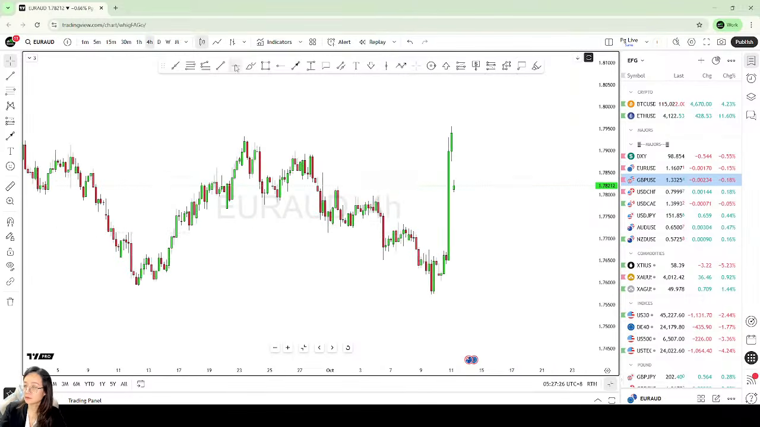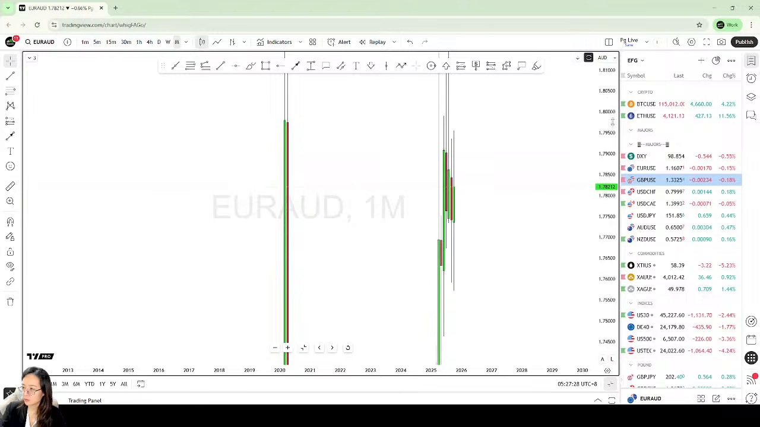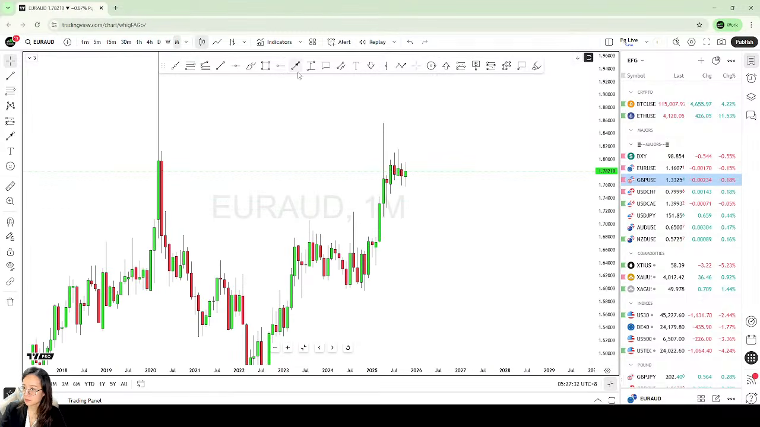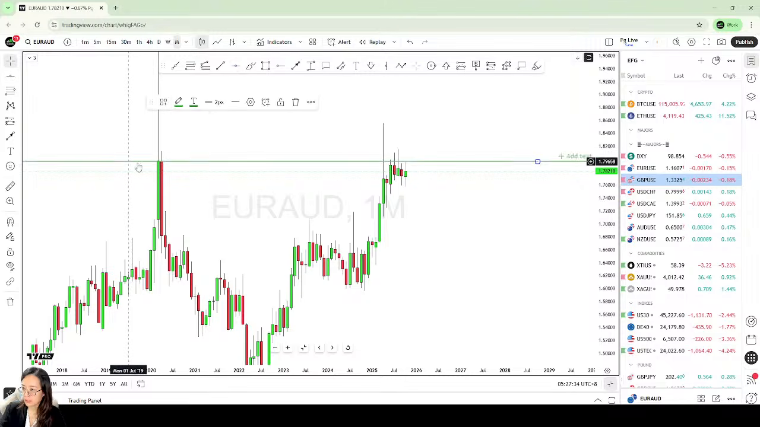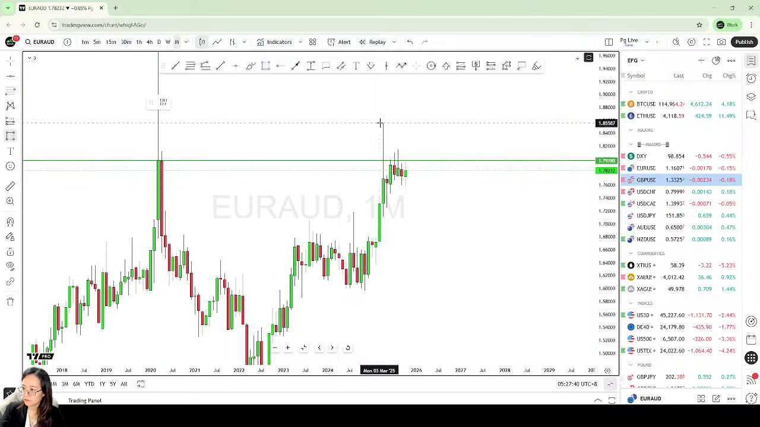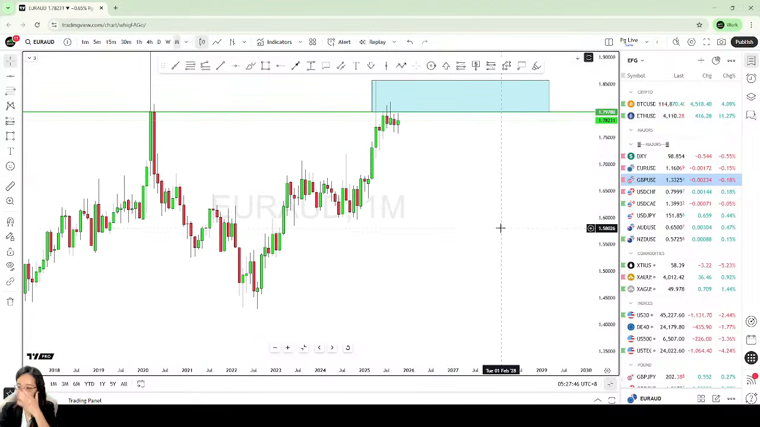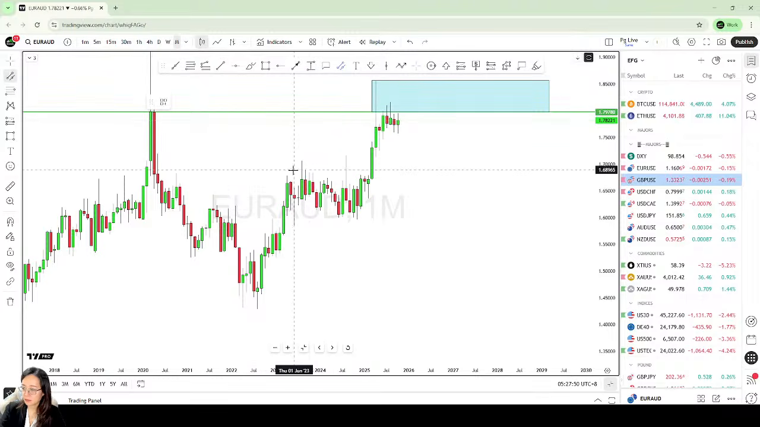Okay, let's look at the higher time frame. I'm going to highlight this for the resistance, referring to the body and the wick. That's going to be the zones. Okay, you see that this was the flag. It looked like a bullish flag.